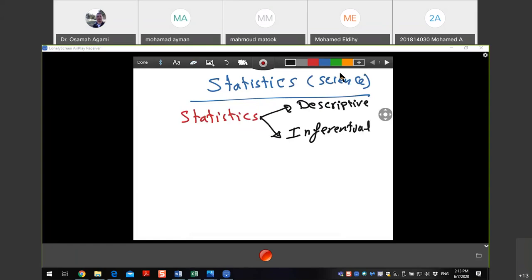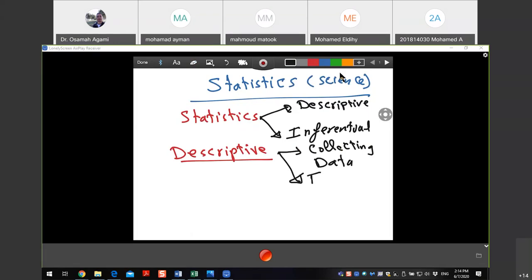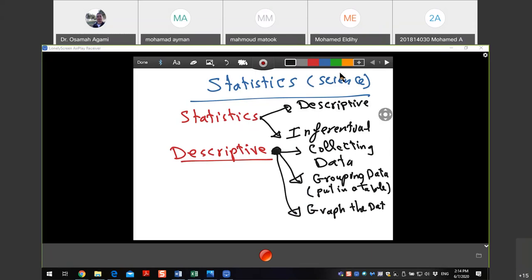So what is the difference between descriptive statistics and inferential statistics? The descriptive, from the name, I know. What does descriptive mean? It means I just give the characteristics, the properties of each thing. So in descriptive statistics, you should know how to collect data. Next, how to tabulate or group data. Grouping data means putting it in a table. And then you graph the data. This is why they call it descriptive. Fine.